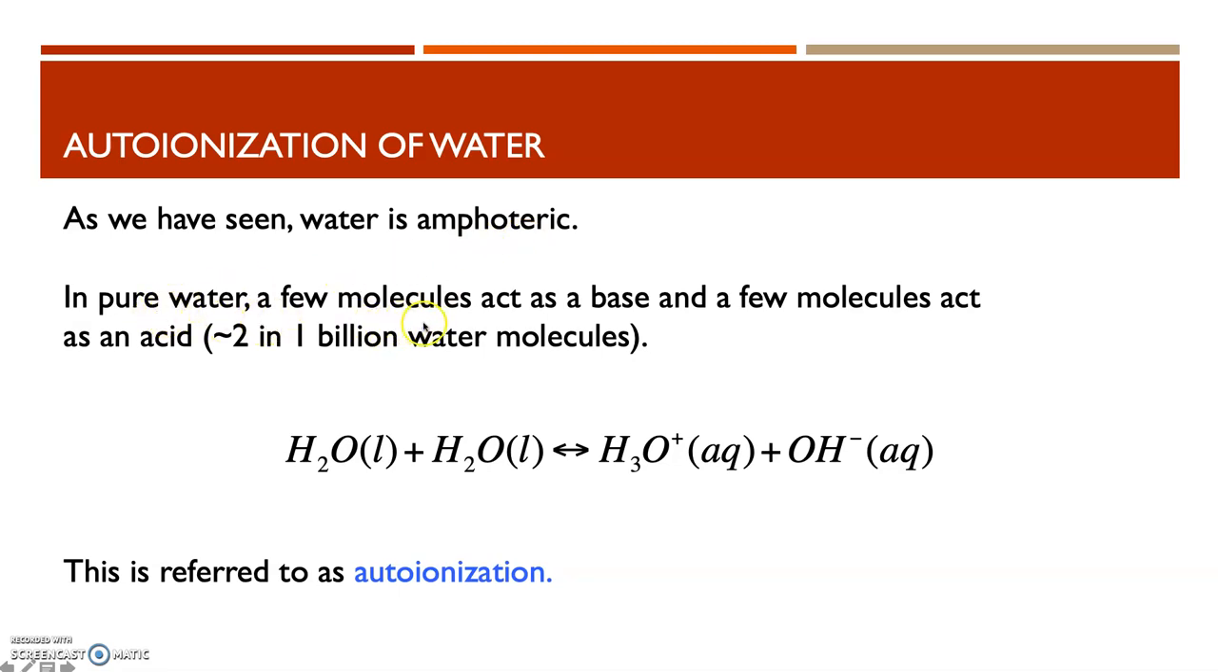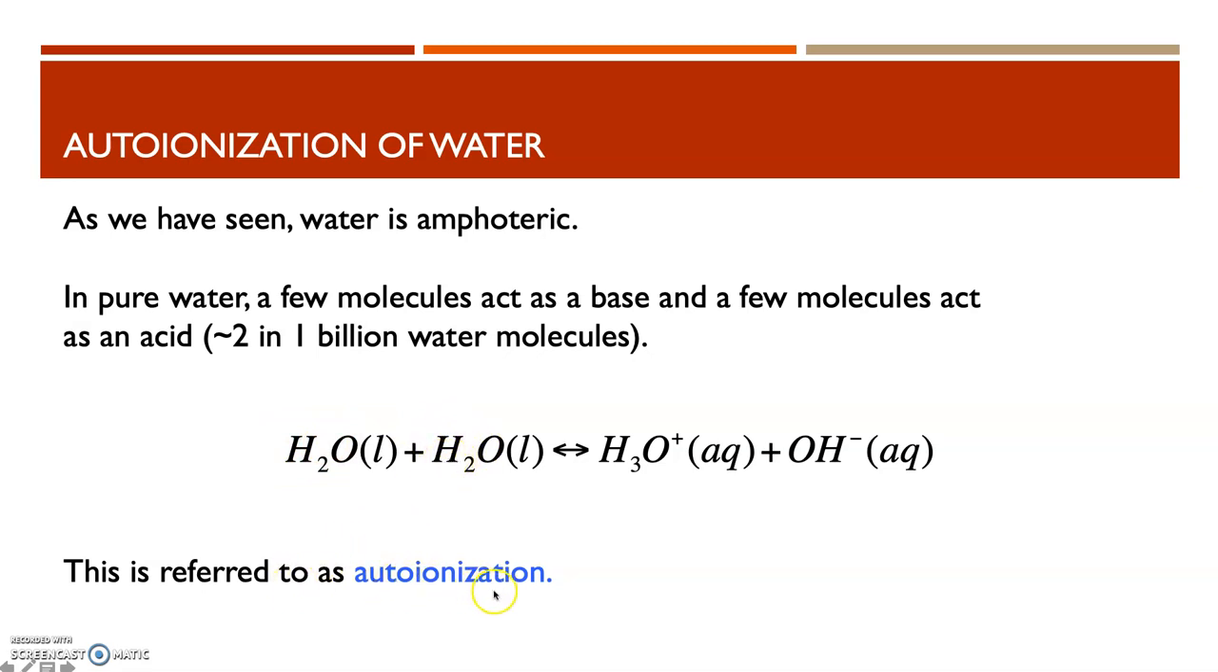In pure water, a few molecules act as a base and a few molecules act as an acid. So about 2 in a billion water molecules will undergo this reaction that's provided here, where one water molecule is going to act as an acid and donate a proton to a different water molecule that is acting as a base. So we're going to have H3O plus, or hydronium, plus hydroxide ions. This reaction, where the water molecule is reacting with another water molecule, and one of them is acting as an acid, one of them is acting as a base.